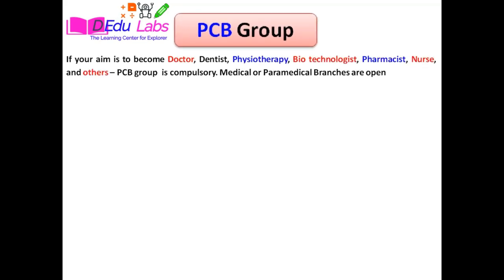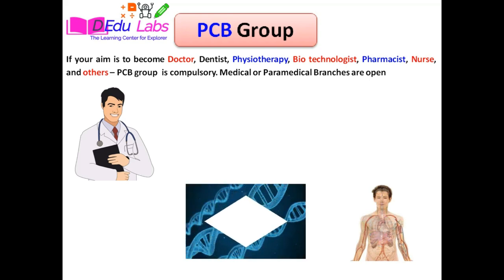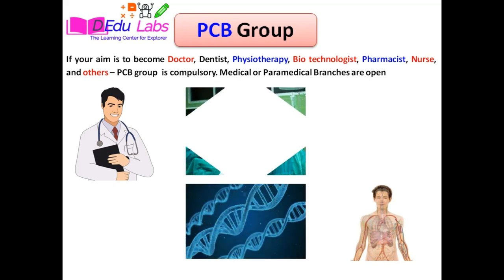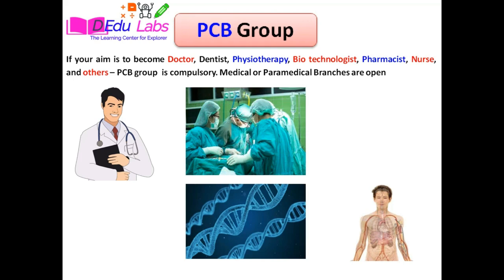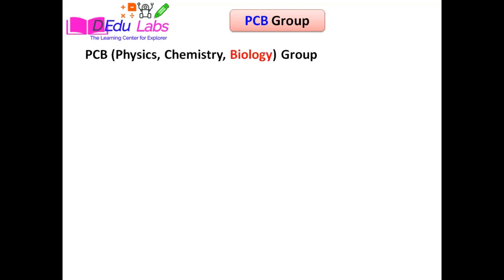Now let's discuss the PCB group, which includes physics, chemistry, and biology subjects. If your aim is to become a doctor, dentist, physiotherapist, biotechnologist, pharmacist, nurse, and others, PCB group is compulsory. Medical or paramedical branches are open for these students. Now, let's see the admission process, subjects, and career courses for PCB group.